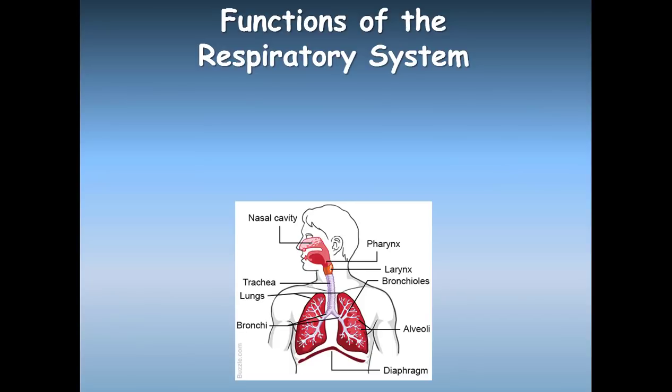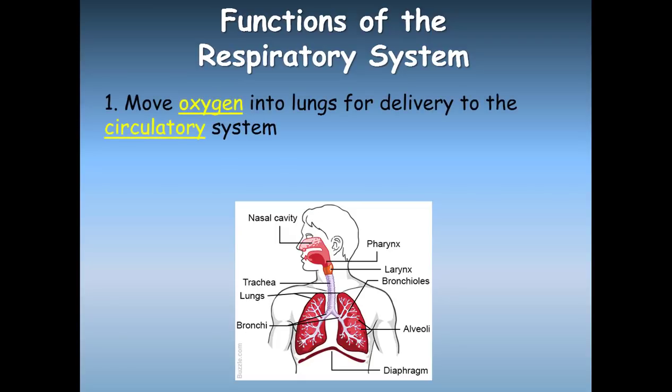Whoa. Now let's take a look at the functions of the respiratory system. What does it do? First, it moves oxygen into the lungs for delivery to the circulatory system. Remember that the circulatory system is responsible for getting the oxygen to the body, but it's the function of the respiratory system to get the oxygen to the circulatory system.